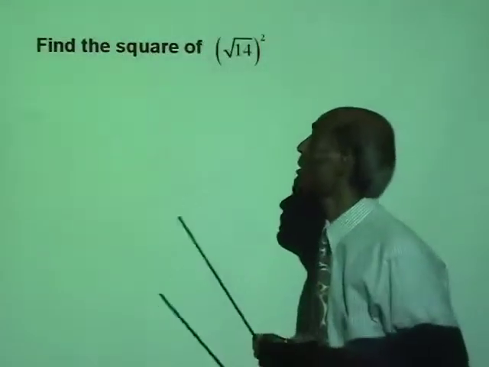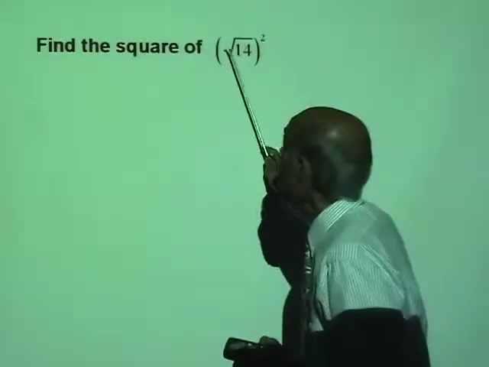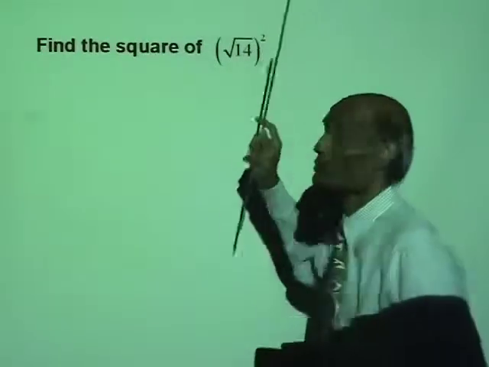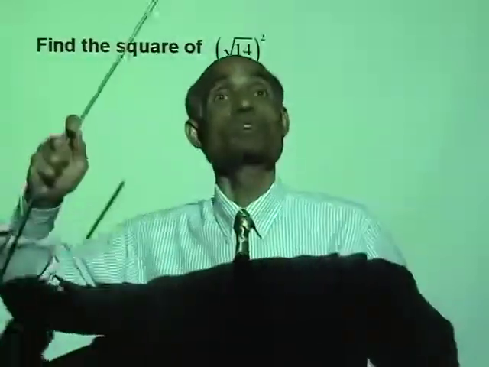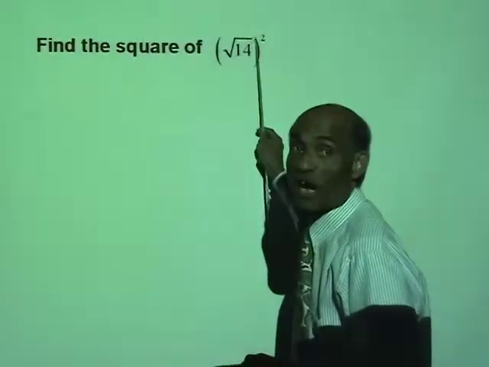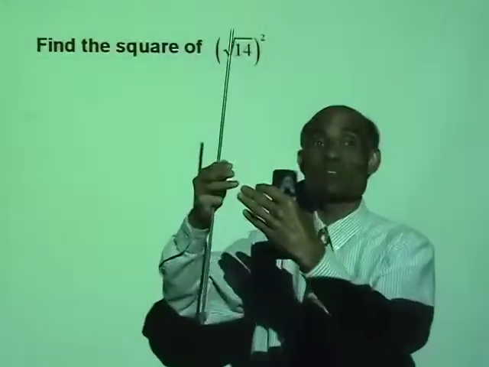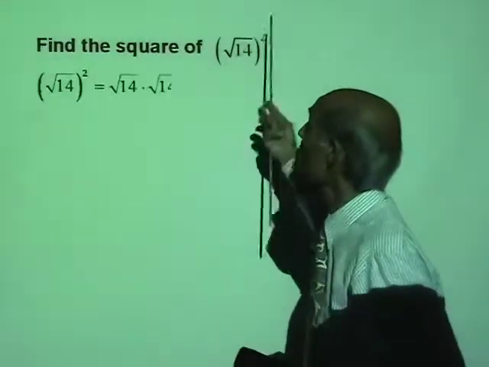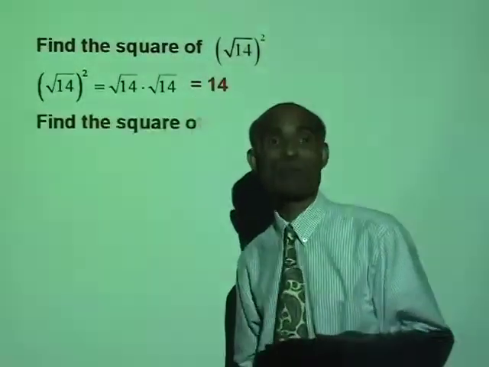Alright, tell me now what this is. What is the value of the square root of 14, raised to the power of 2? What happens when you raise a square root to the power of 2? Well, taking the square root and raising to the power 2 are opposite operations. They will cancel each other. So the square root of 14 raised to the power of 2 is 14. Is that right? Yes. Okay, another one.